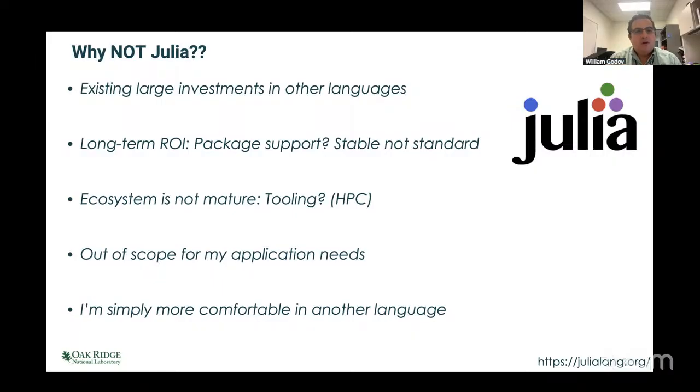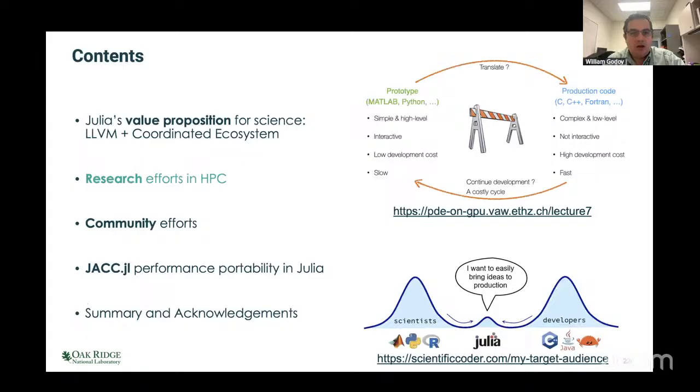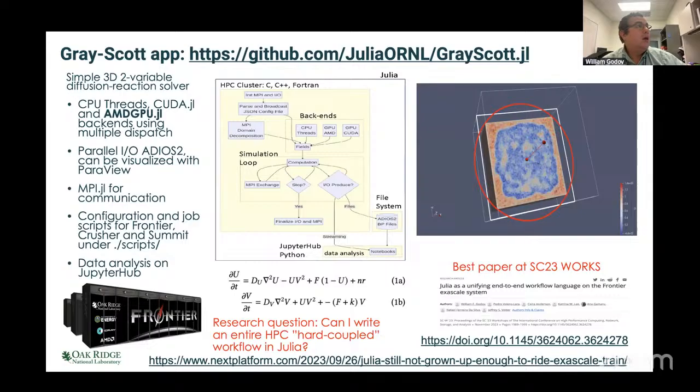And also because the ecosystem might not be mature, at least in HPC, because in HPC we're a government investment, we kind of have to wait for our grants to work and see if that's supported, right? If it's not on the commercial side, we have that disadvantage. So maybe it's out of scope for what you need, right? Maybe you're happy with Python, or maybe you're just comfortable in another language. So these are some of the reasons that we collected in our exploration work.